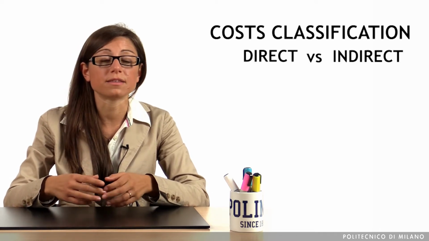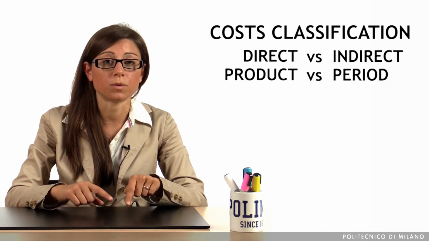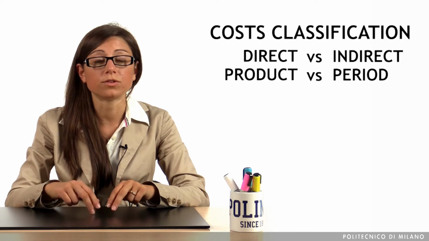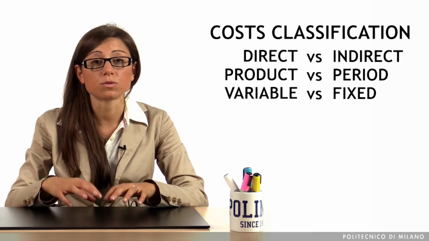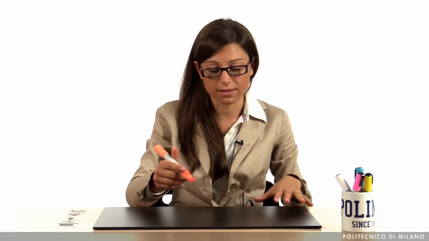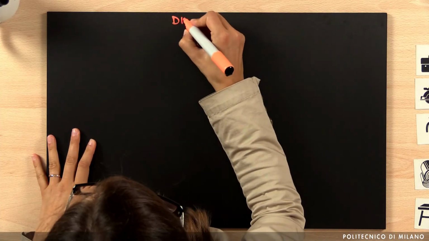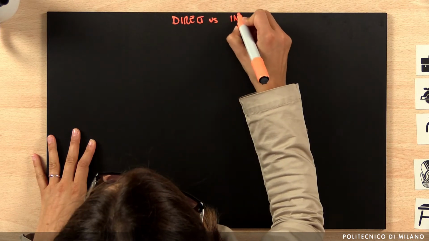The first one is the distinction between direct and indirect. The second one is the distinction between product and period, while the third one is the distinction between variable and fixed cost. In this class, we will focus on the first two classifications. So let's start from the distinction between direct and indirect cost. So we have the direct versus the indirect.